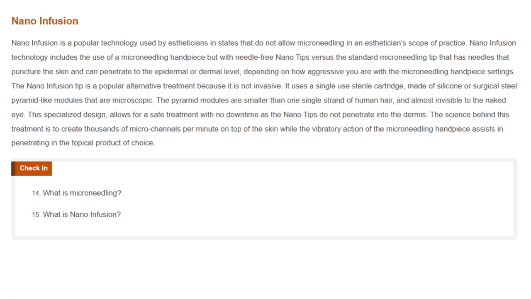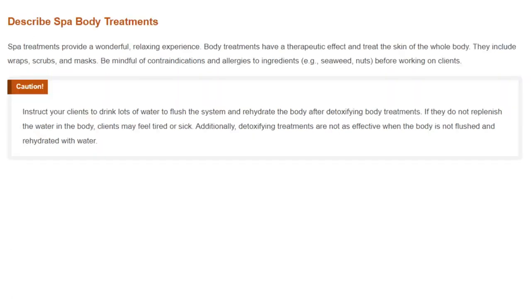Check in. What is microneedling? What is nanoinfusion? Describe spa body treatments. Spa treatments provide a wonderful, relaxing experience. Body treatments have a therapeutic effect and treat the skin of the whole body. They include wraps, scrubs, and masks.